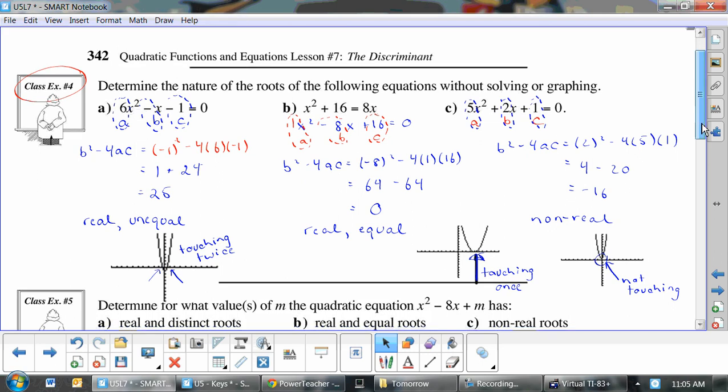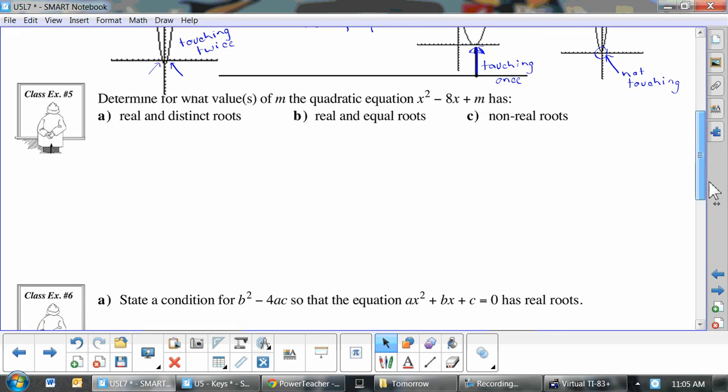Okay. So the next type of question is a little bit more difficult. It's saying, determine for what values of m the quadratic equation x squared minus 8x plus m has three different situations. So let's figure out what our a, b, and c are. a is equal to 1, b is equal to negative 8, and c is equal to m.